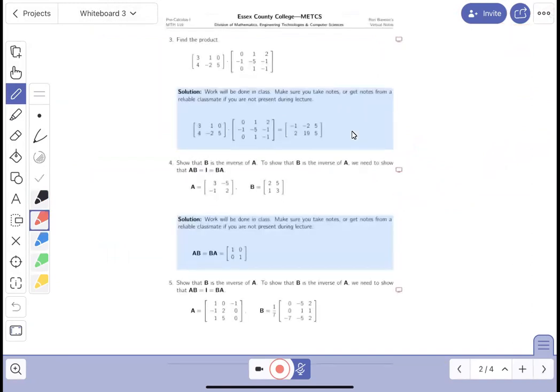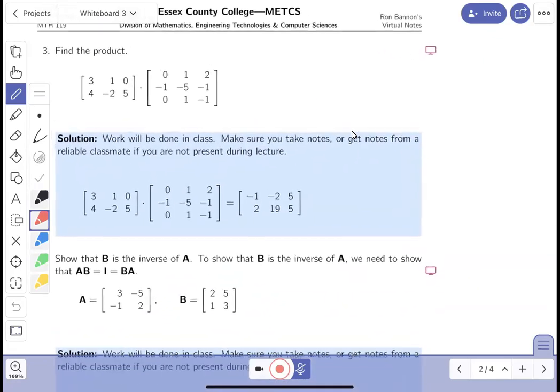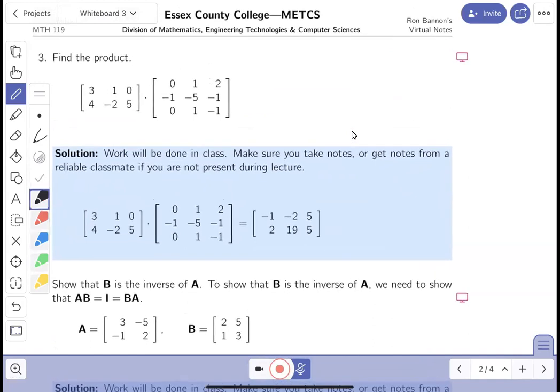Let's go to the next one. Number 3 says, find the product. All right, let me just point out what we're going to do over here before we even find the product. I'm going to look at the dimensions of each of these. The first one is 2x3. That's 2 rows, 3 columns. The next one's 3x3. These must match. What's the outcome going to be? It's going to be a 2x3.